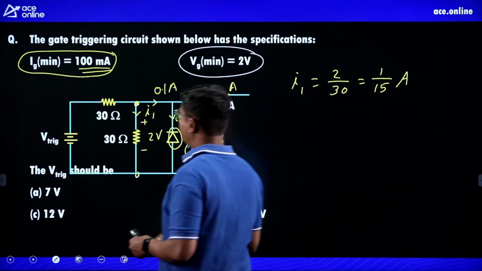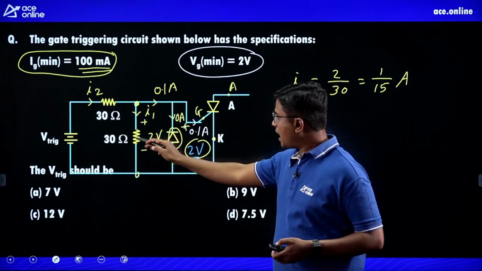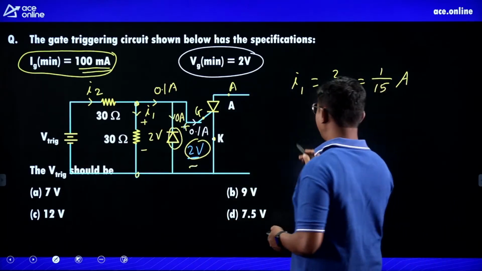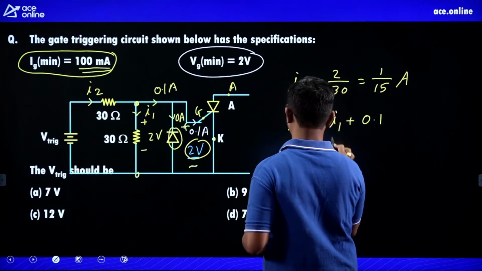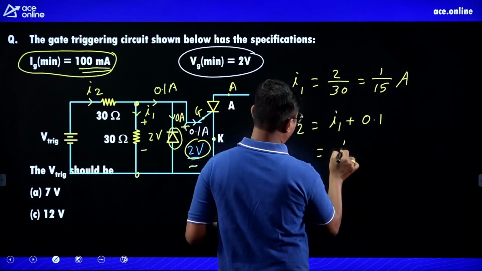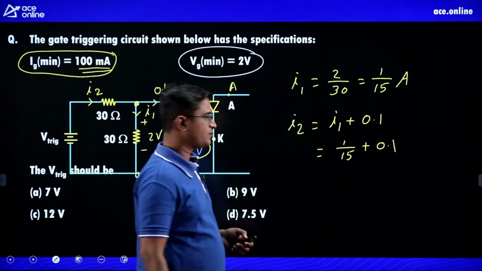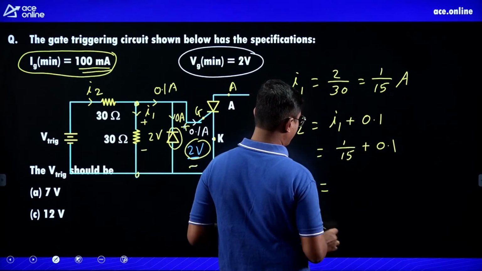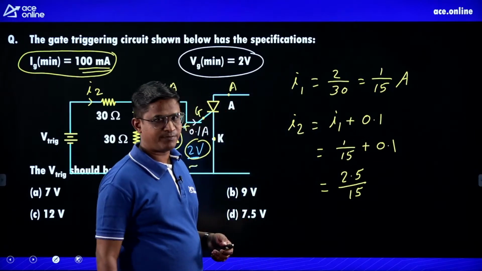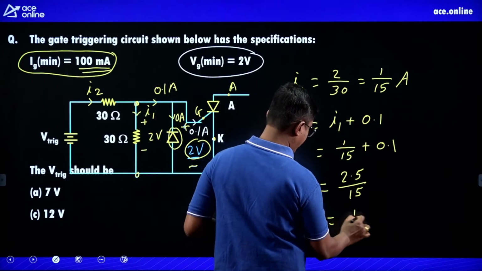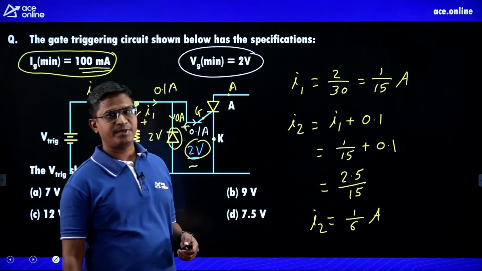So can I find this current? Let me write it as I2. Yes, I2 is equal to I1 plus 0.1. So I am writing here I2 is equal to I1 plus 0.1. So therefore it is 1 by 15 plus 0.1, so it is equal to 1 plus 1.5, that is 2.5 upon 15. 2.5 by 15, so it is equal to 1 by 6 ampere. So I2 is 1 by 6 ampere.